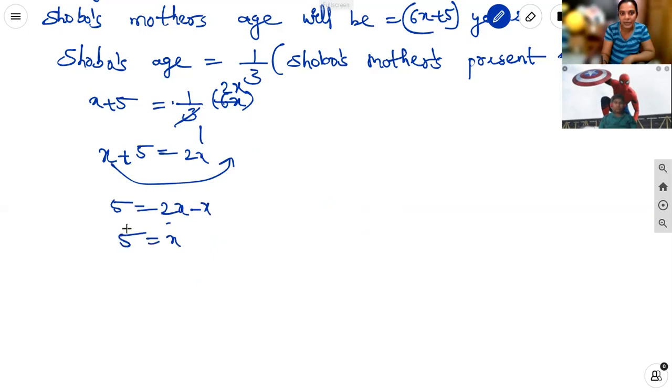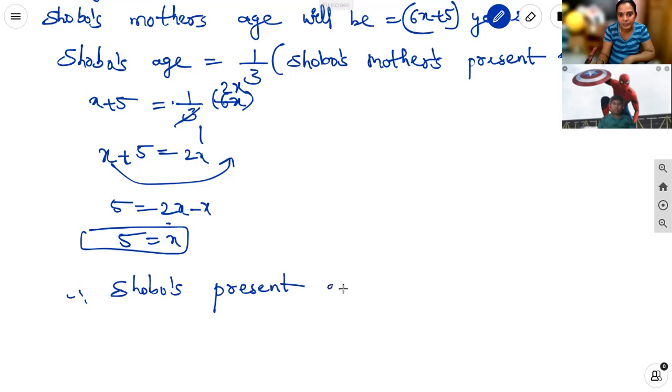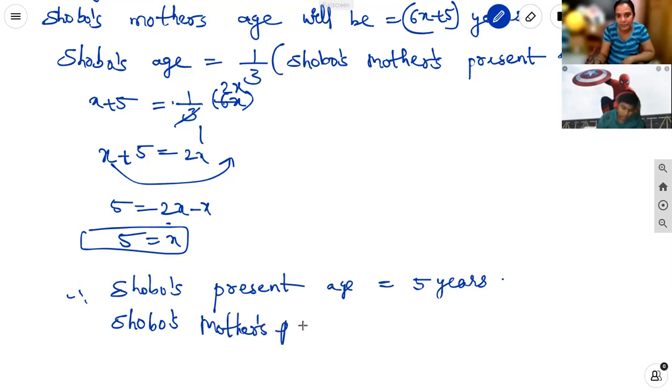x equals 5. Therefore, Shobo's present age equals 5 years. Shobo's mother's present age is 6 into 5, which equals 30 years.